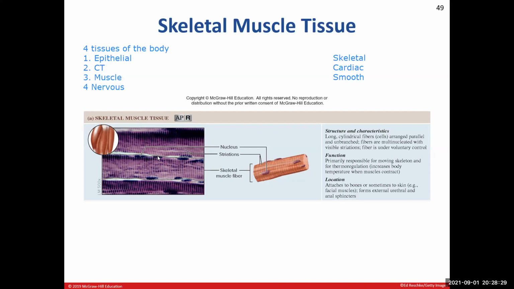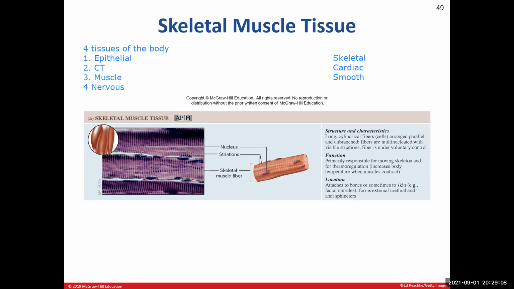There are many nuclei that you will see in one cell, so we call it multinucleated. And skeletal muscle is under voluntary control. You can voluntarily control this. If I want to bend my elbow, I make myself bend my elbow. Its job pretty much is movement, to move the skeleton so you can walk or put some food in your mouth.